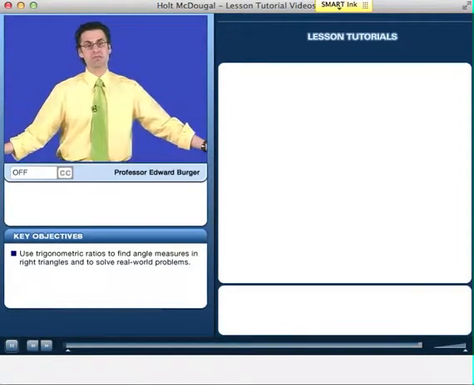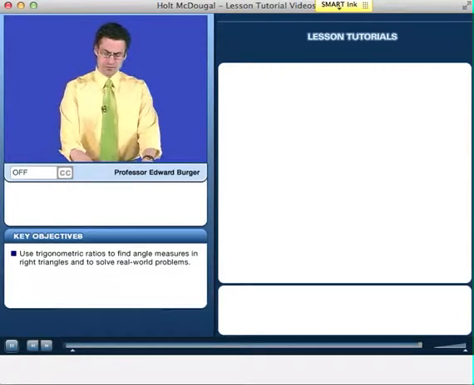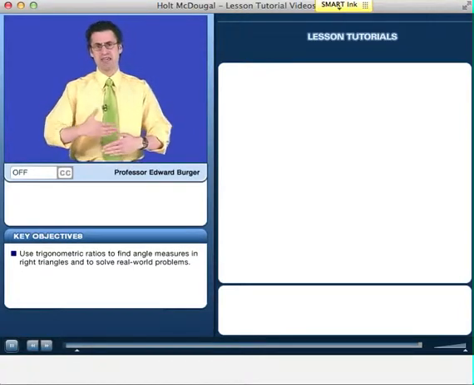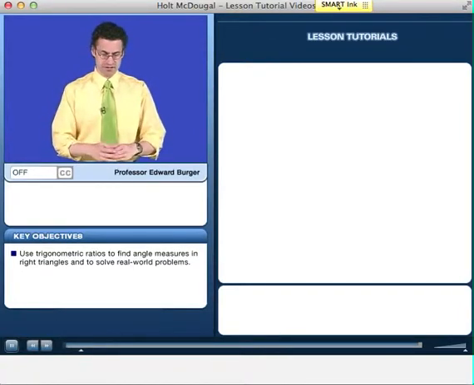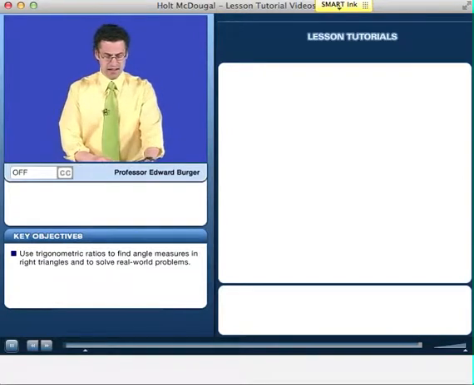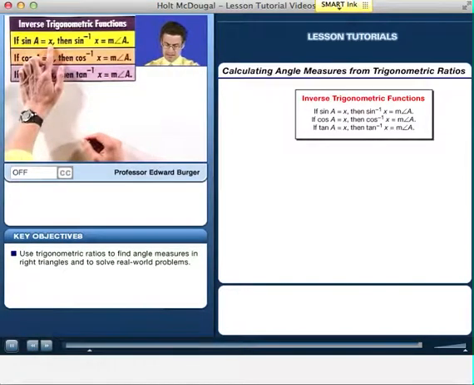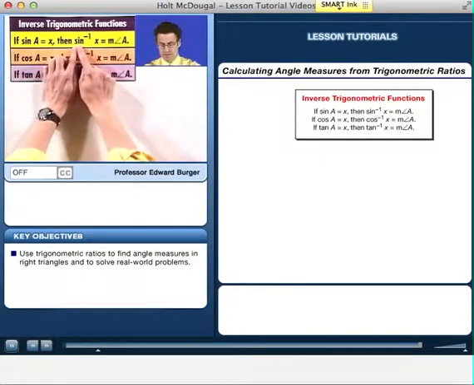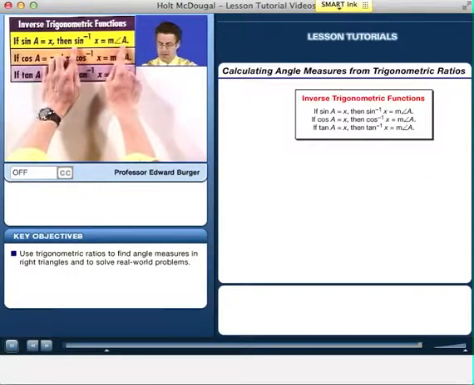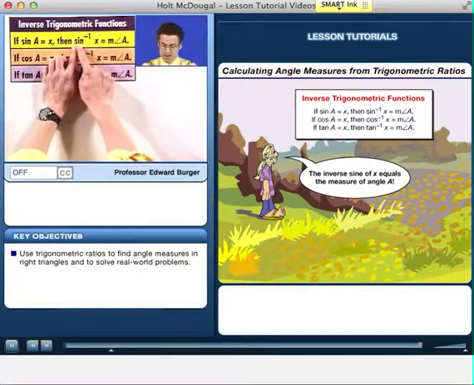Okay, there are actually names for these special functions, and in some sense, they are the inverse of the trigonometric functions. So if we know that sine of A equals x, then I could say that the inverse sine of x equals the measure of angle A. So this is read "inverse sine x."